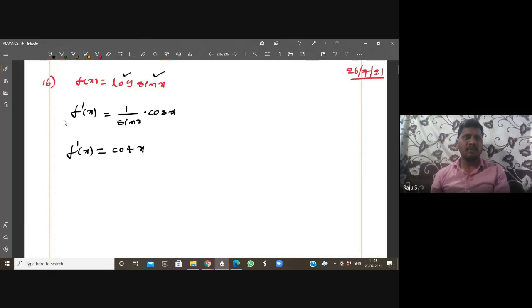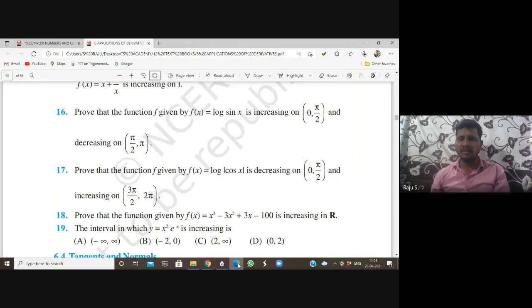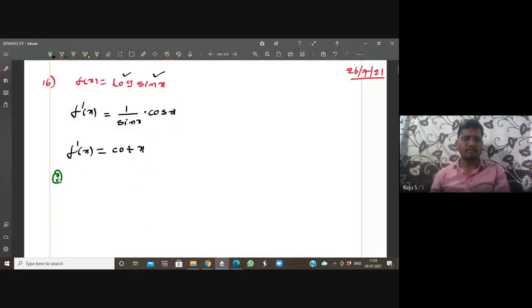Now the first subdivision. Okay, they did not give any subdivisions here. Case 1 means in an interval. I'm taking the interval 0 to pi by 2. So in the interval 0 to pi by 2, cot x is clearly greater than 0.